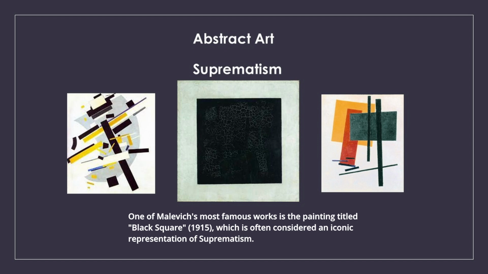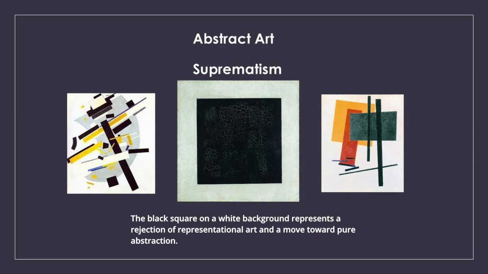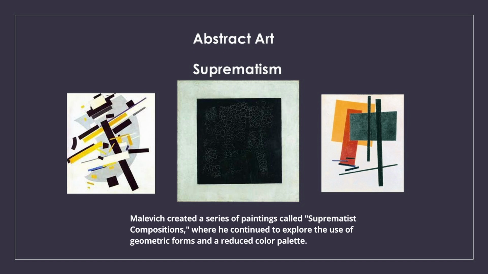One of Malevich's most famous works is the painting titled Black Square, which is often considered an iconic representation of suprematism. The black square on a white background represents a rejection of representational art and a move toward pure abstraction.